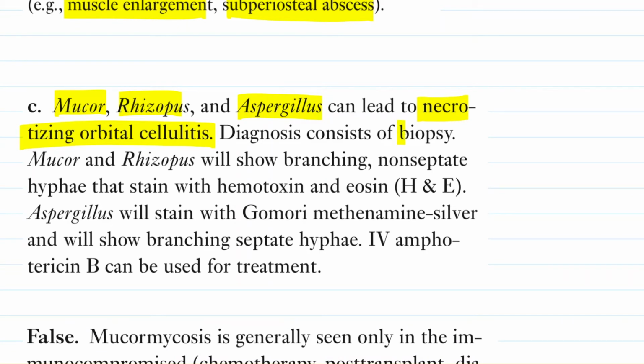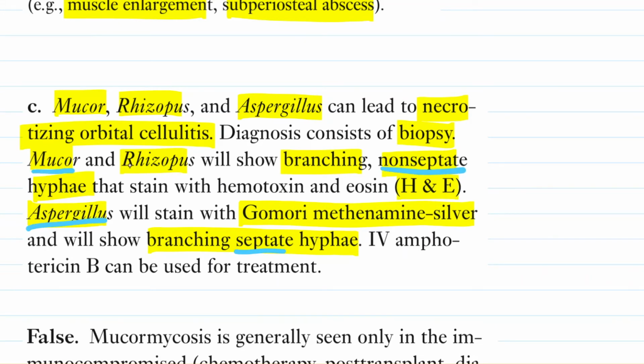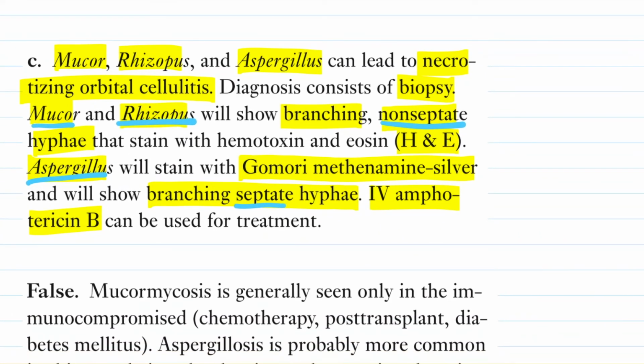The diagnosis in this case definitely consists of a biopsy, and under biopsy you will see mucor and rhizopus showing a branching, non-septate hyphae that stains with hematoxylin and eosin stain, and aspergillus will stain with a GMS stain, the Gomori methenamine silver stain, and will show a branching septate hyphae. So the difference being a septate hyphae for the aspergillus and the non-septate hyphae for the mucor and rhizopus. And amphotericin B could be used for treatment if it's a fungal necrotizing orbital cellulitis.